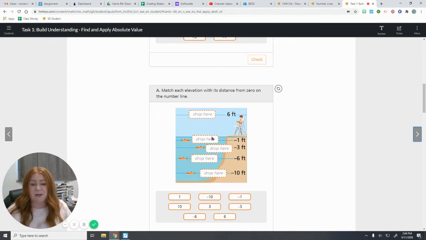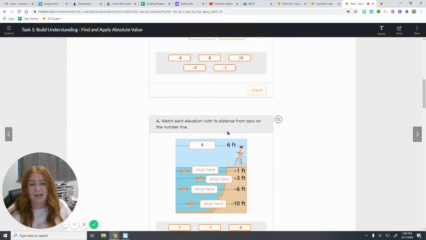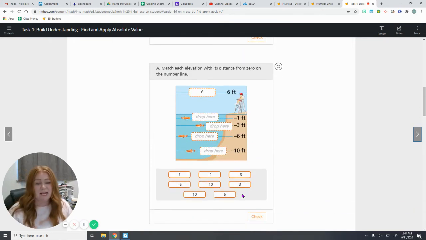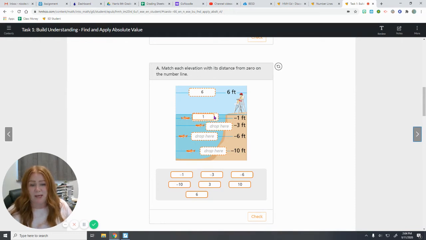So to get from 0 to sea level to 6 feet up would take me 6 feet. We're not doing opposites. We are just telling how far away it is from 0. Okay, to get from 0 to -1, I had to move 1 unit. Doesn't matter if it's negative or positive, I moved 1 unit. So I put my 1 here.